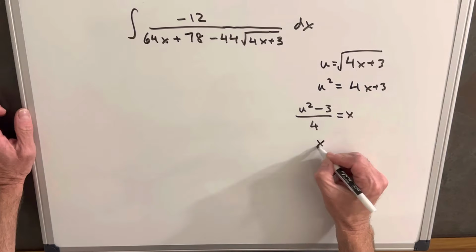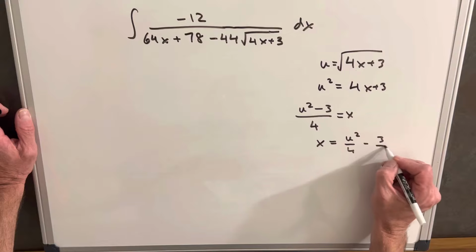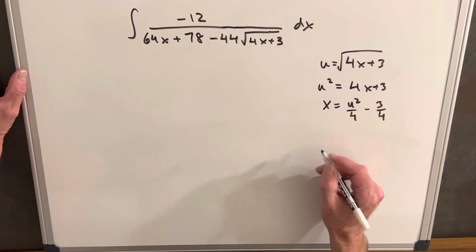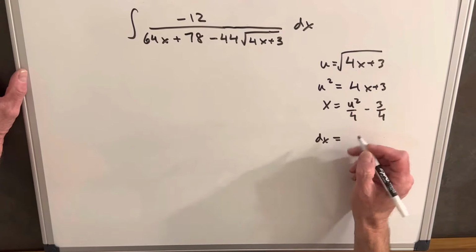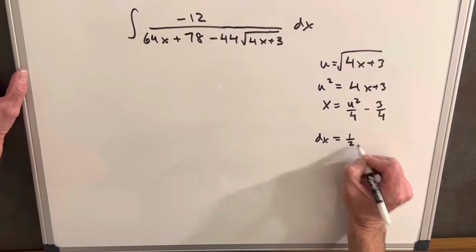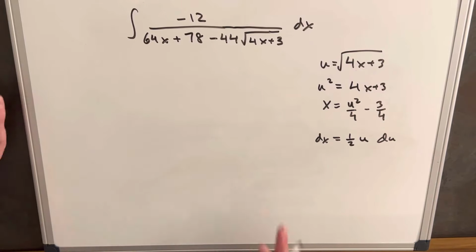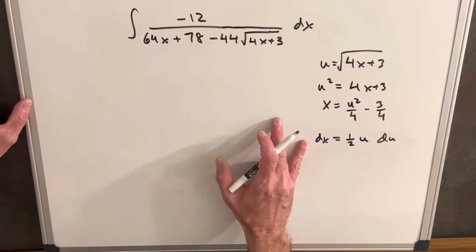I just want to clean this up a little bit and write it as x equals u squared over 4 minus 3/4. Now that we have our x value, let's find our dx by just taking the derivative. Using the power rule, this is going to work out to 1/2 u du. Now I think we have everything we need. We have our u value, our x value, and our dx value.